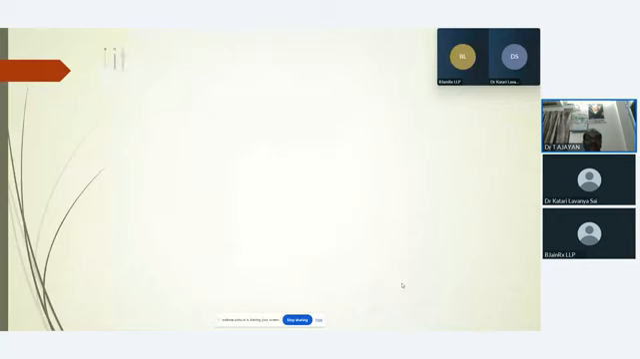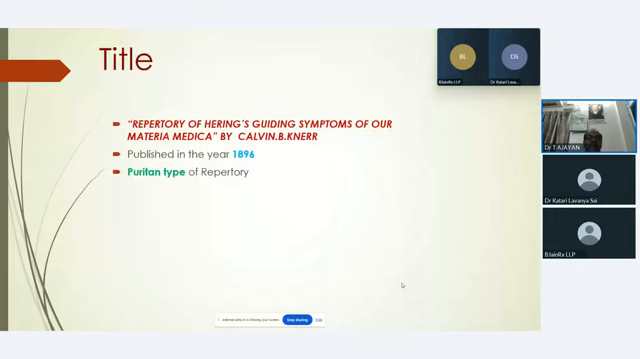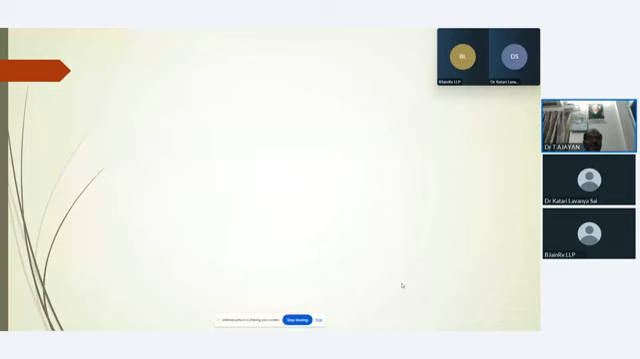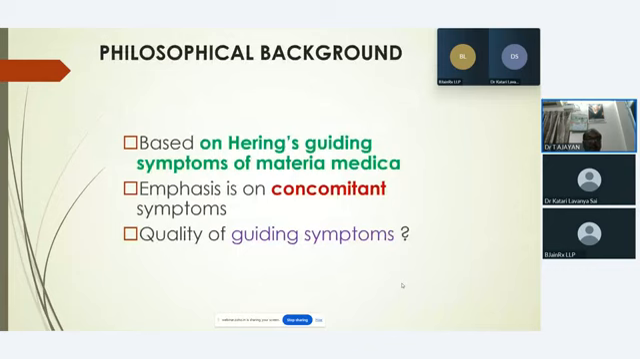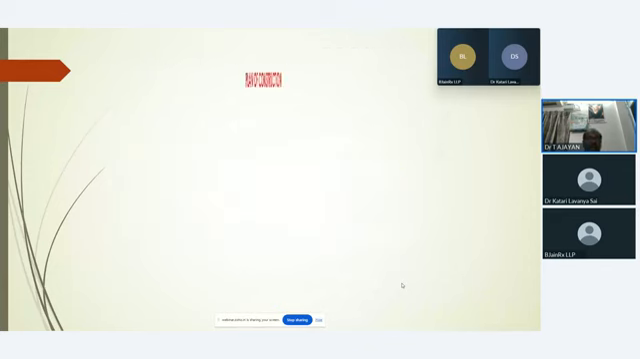The title of this repertory is Repertory of the Herring's Guiding Symptoms of our Materia Medica by Calvin B. Knerr, published in 1896. It is a Puritan type of repertory. The philosophical background of this repertory is based on the guiding symptoms of Materia Medica. It emphasizes concomitant symptoms and the quality of the guiding symptoms. This is the philosophical background.